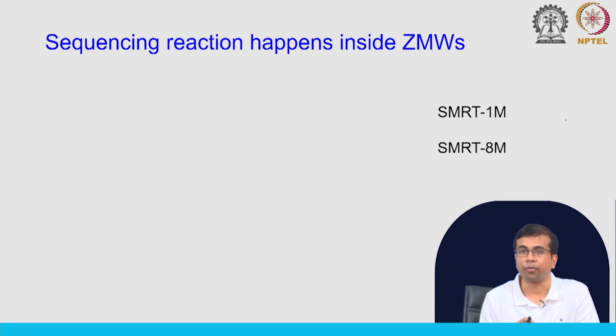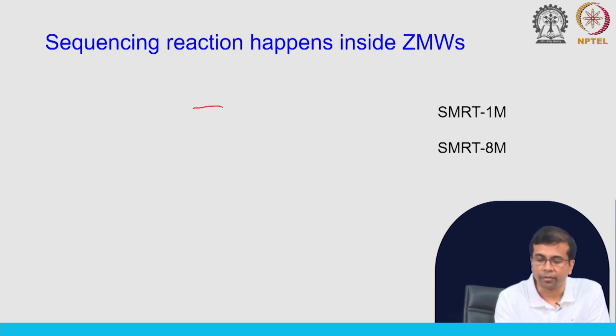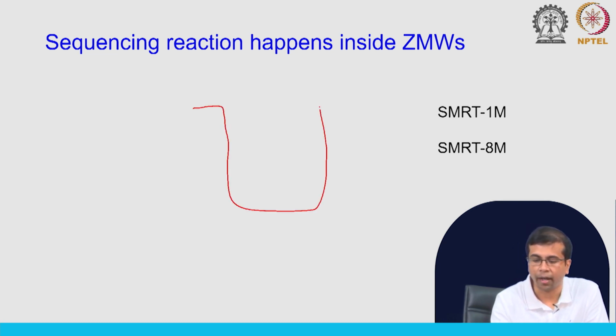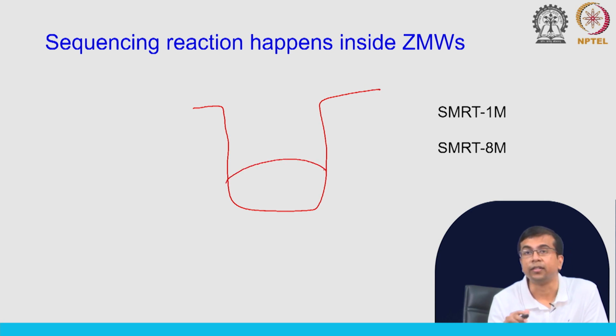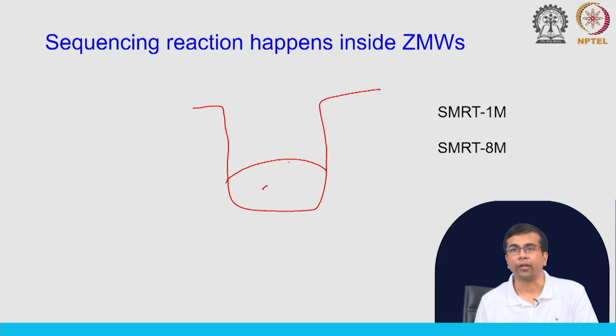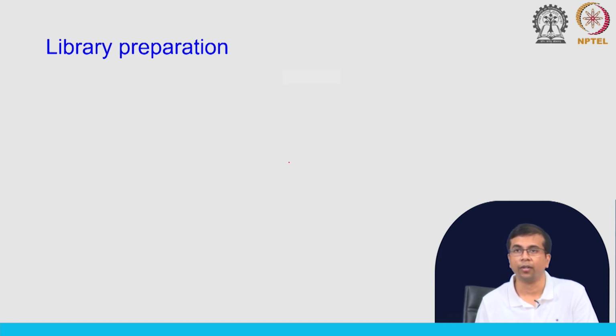Okay, so as I showed you, these sequencing reactions actually happen inside these wells, and to be more specific, in this region which is illuminated. Now, how does this process occur? We will go to that in a moment. First we talk about library preparation, and then we will go into the sequencing part.